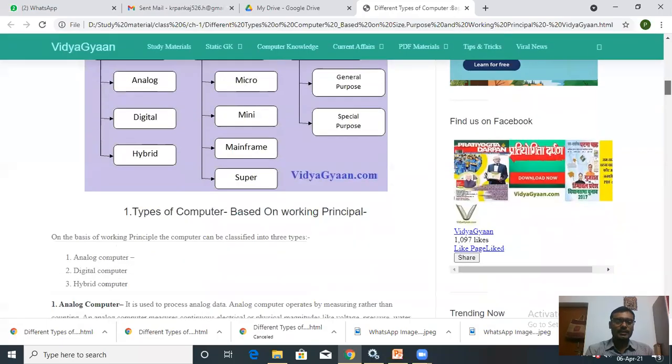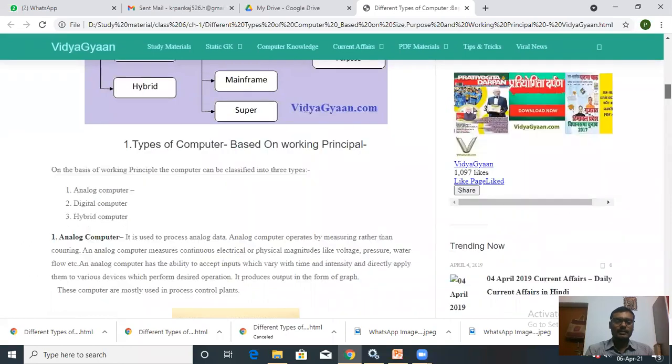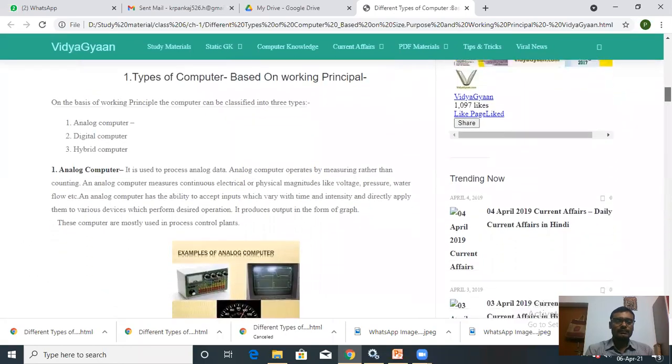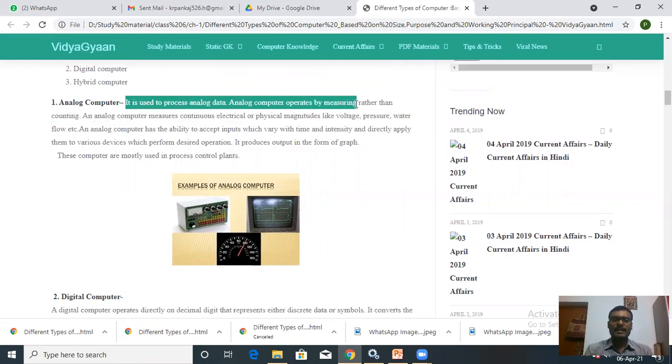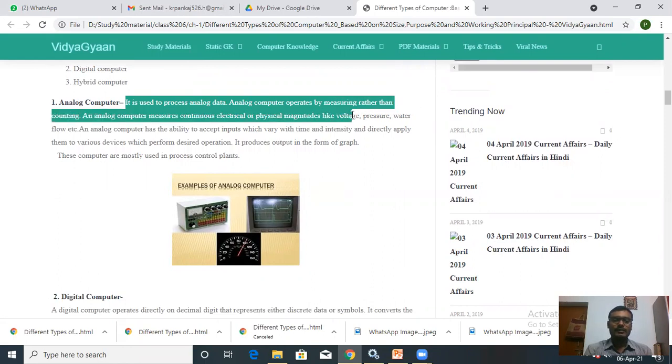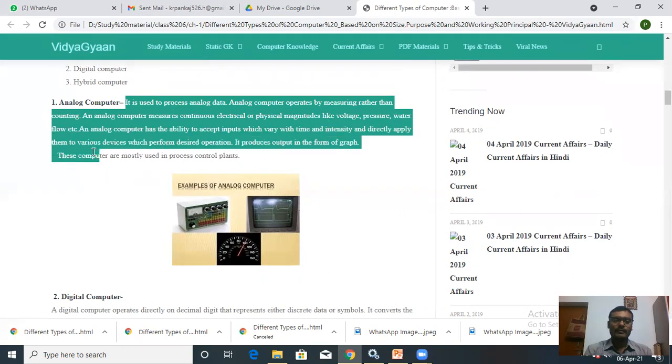So first one is analog computers. It is used to process analog data, means continuous data. An analog computer operates by measuring rather than counting. And an analog computer measures continuous electrical or physical magnitude like voltage, pressure, water flow, etc.